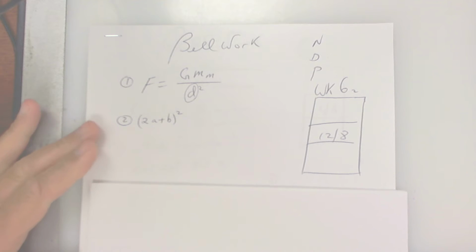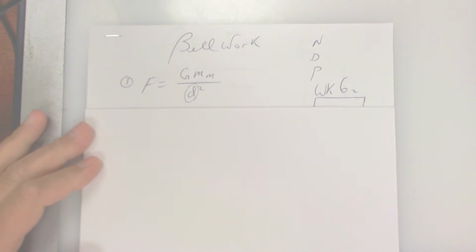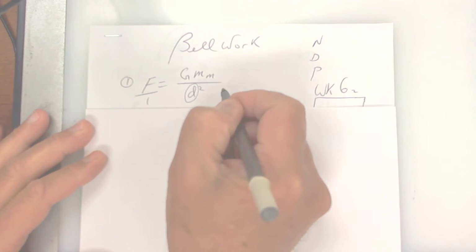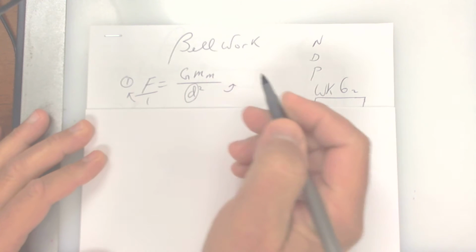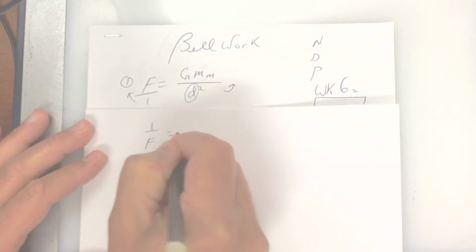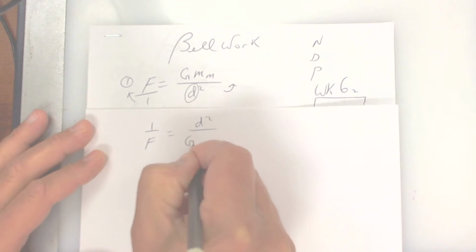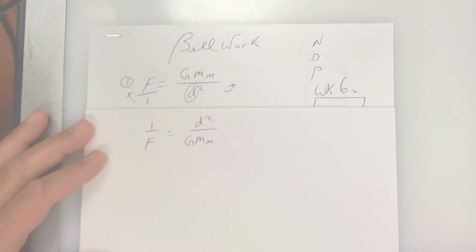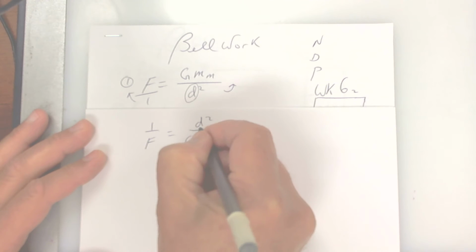Let's take a look here. This one wants you to find D, but notice that D is in the denominator. So what I would do first is make them both fractions and then flip both of them. Okay, so I'd use the flip move. So it's going to be 1 over big F equals D squared over big G, just like that. Circle this.